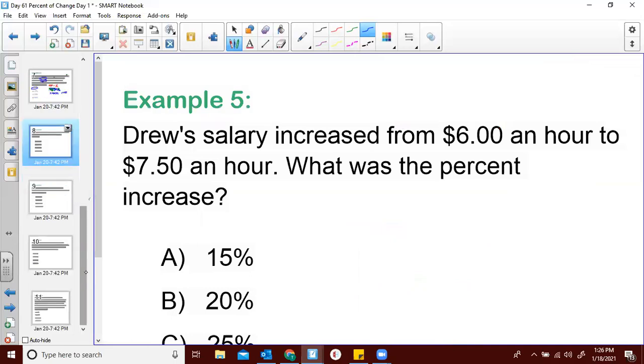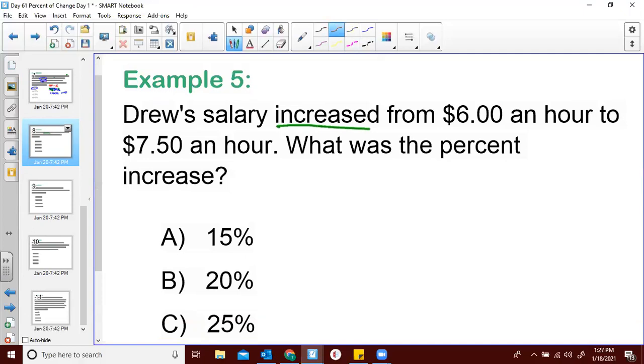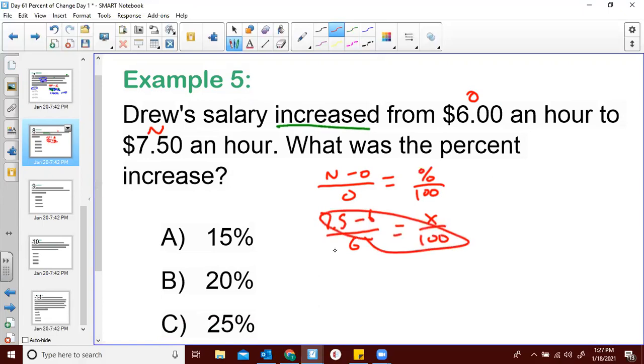All right, only a couple more. Drew's salary increased. Remember, increased probably means that we're going to get a positive answer. From $6 an hour to $7.50, what's the percent increase? So my formula is n minus o over o equals percent over 100. Well, what's my new? I increased from $6, that's my old, and my new amount is $7.50. Again, we're just going to cross multiply, divide by x's partner, and you'll see that x is going to be another 25%.